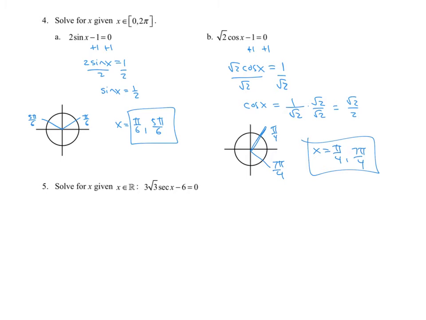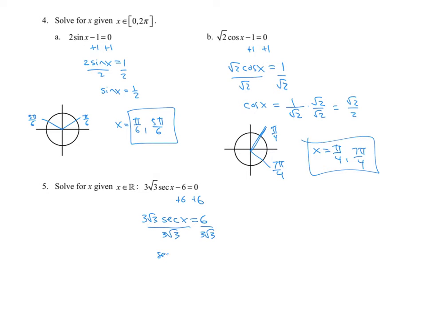In the next problem, it says solve for x given that x, that symbol means is an element of the set of all real numbers. So x is in all real numbers. First we're going to isolate secant x. I'm going to add 6 to both sides, and we get 3 radical 3 secant x equals 6. I divide both sides by 3 radical 3 to get secant x by itself.